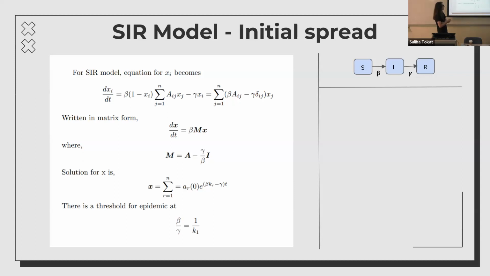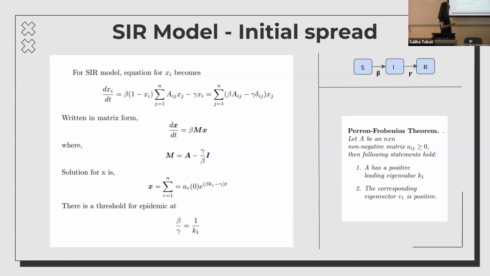If this term has a negative derivative, then we see that the disease will be decreasing, so we will not be having an epidemic. There is a threshold, which we can see here. And if we are below this threshold, so it is a less-than sign, then there won't be an epidemic. And this k_1 here is the leading eigenvalue, which is always positive because we have a theorem called the Perron-Frobenius theorem, which applies to this case. So actually, by just defining the gamma and beta parameters here, we can find whether there will be an epidemic or not.